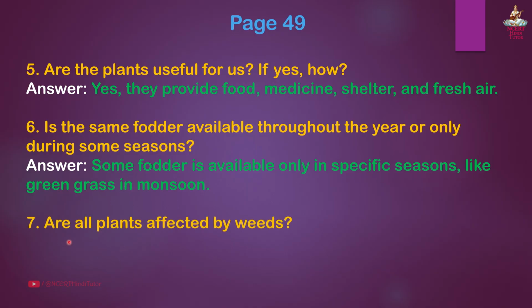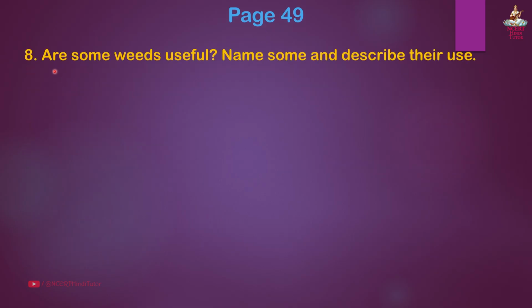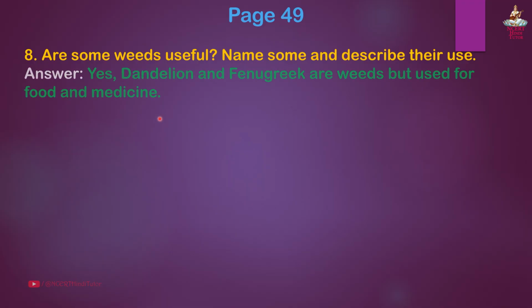Question 7. Are all plants affected by weeds? Answer: No, but some crops get affected by weeds like parthenium. Question 8. Are some weeds useful? Name some and describe their use. Answer: Yes. Dandelion and fenugreek are weeds but used for food and medicine.